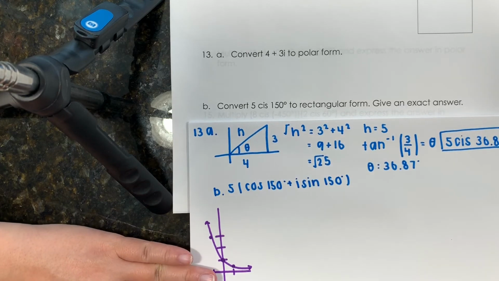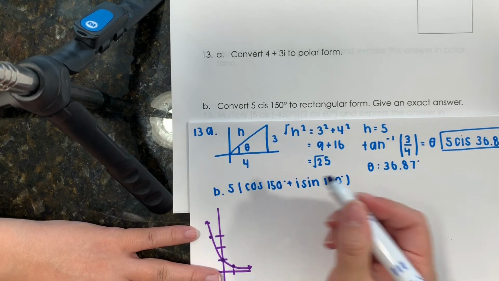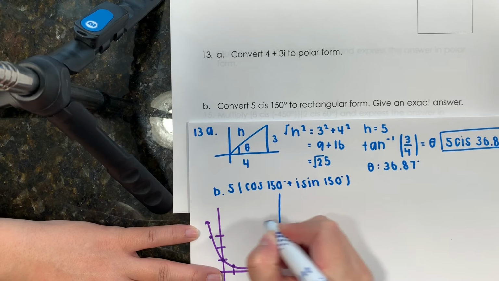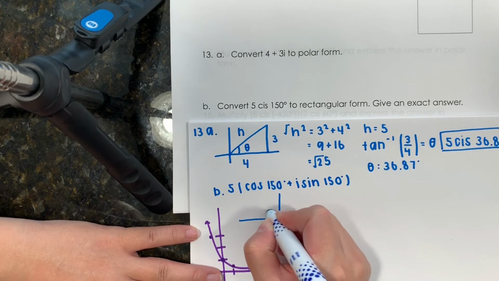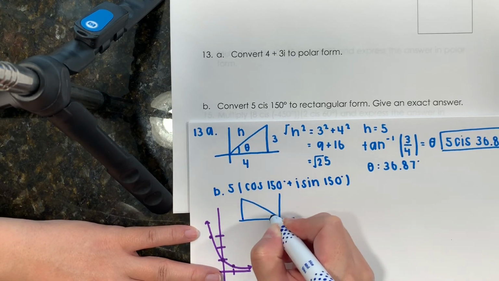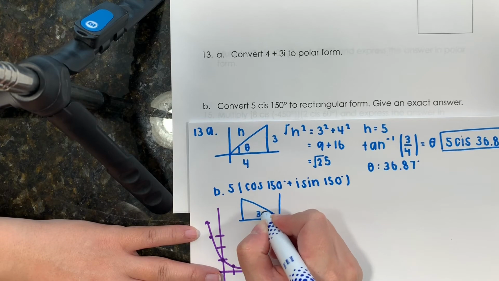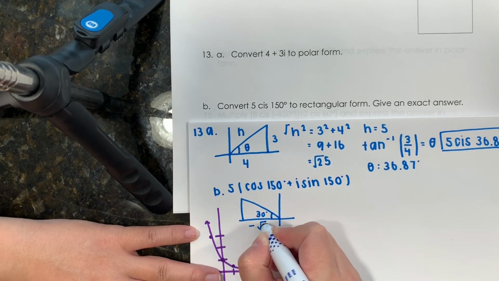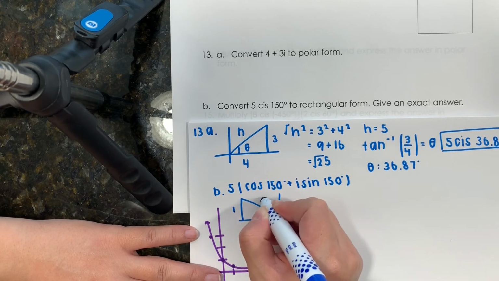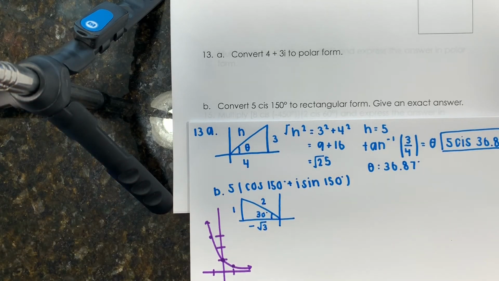Now 150 degrees is going to be in quadrant 2, where the angle is going to be 30 degrees. So my adjacent is going to be negative root 3, my opposite will be 1, my hypotenuse will be 2.